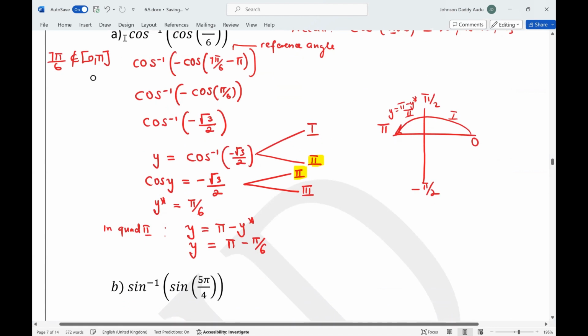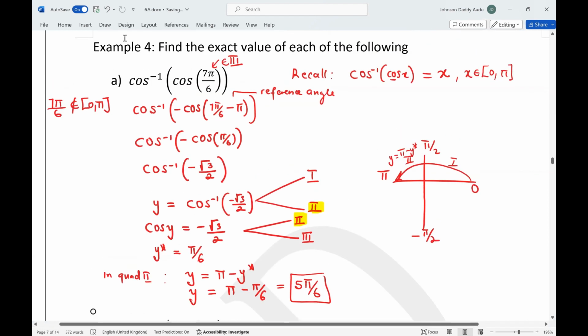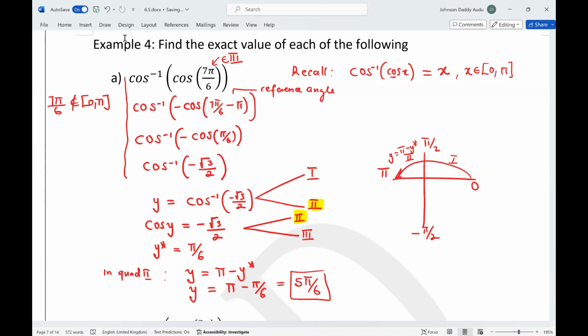And this simply tells us that this is 5 pi over 6, and that is the final answer. So remember, we started with the composition, and we got to this part, which is cosine inverse of minus root 3 over 2. And what is cosine inverse of minus root 3 over 2? It's just 5 pi over 6. So our final answer is just 5 pi over 6.